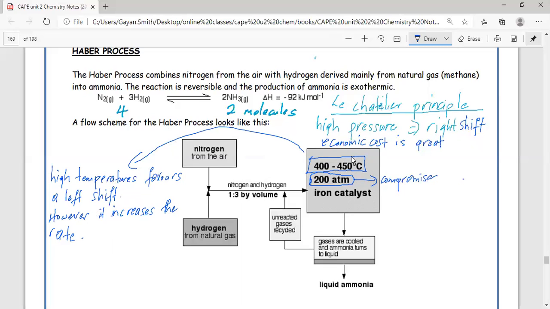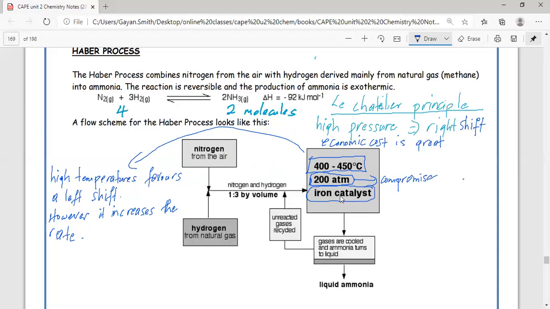The temperature, if it was higher, it would have actually done more of a left shift, but this 400 to 450 is actually a compromised temperature that gives us a good equilibrium, and it also gives us a very good rate. So with these in mind, and with these conditions, we can actually get a good conversion for nitrogen and hydrogen. Now, why do we have the iron catalyst?